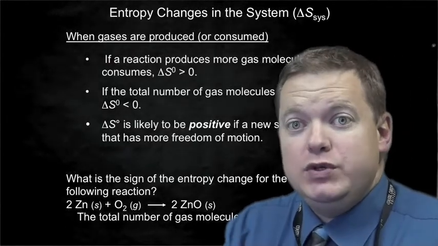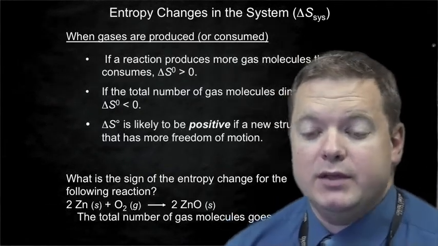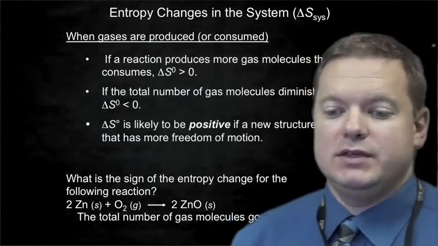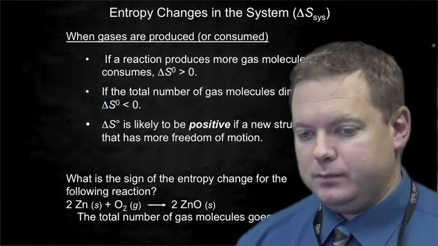So if we produce more moles of gas in the products than we had in the reactants, we would say that in all cases this is going to give us a positive value in the change of entropy.